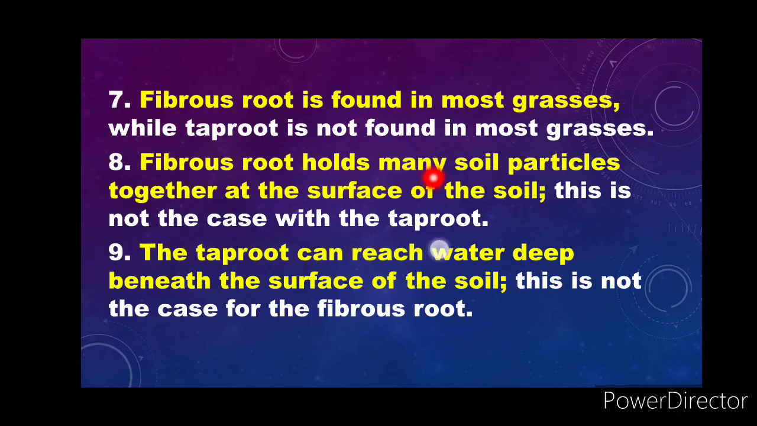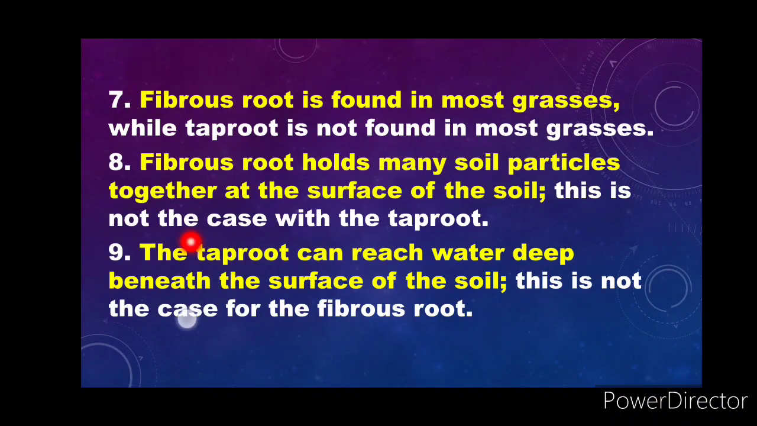Number 8. Fibrous root holds many soil particles together at the surface of the soil. This is not the case with the taproot. In the fibrous root system, as it is widespread and all the roots are of similar size, it holds much more soil particles. If you pull out grass, which has a fibrous root, a lot of mud or soil will come out. But in the taproot system, you cannot find such soil coming out, because it is mainly supporting the main root.